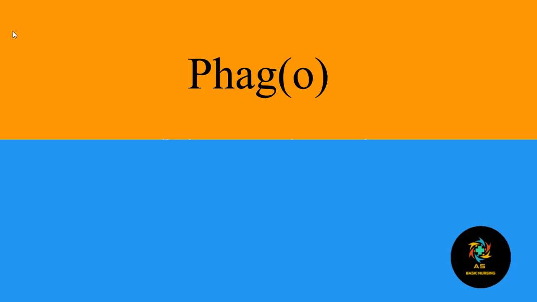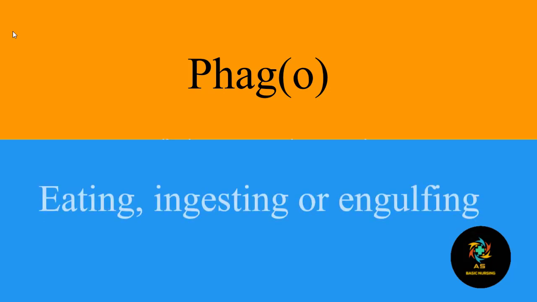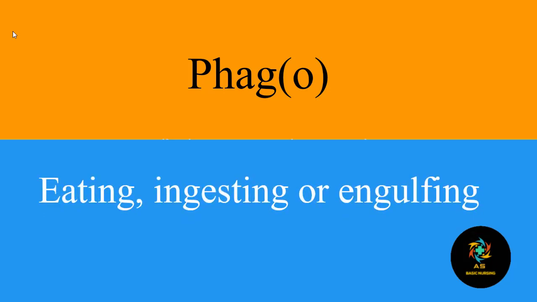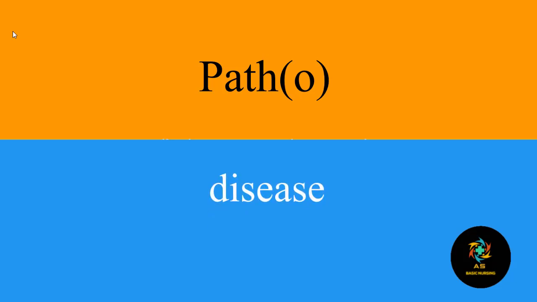Phago is our next practical test word, meaning eating, ingesting, or engulfing. Example, phagocytes, meaning cell engulfing or cell eating. Patho is our next test word, meaning disease. Example, pathology, that is the study of disease.